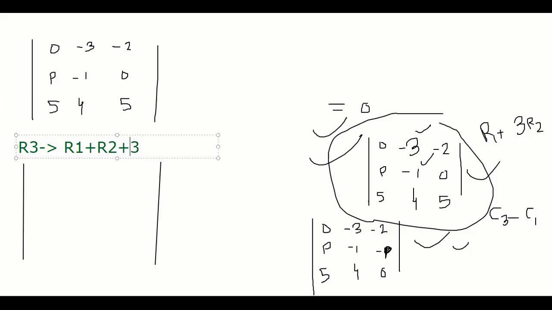Agree? Row 1, row 2 add करेंगे row 3 पर. So let's start writing as it is. Row 1 will remain as it is. 0, -3.